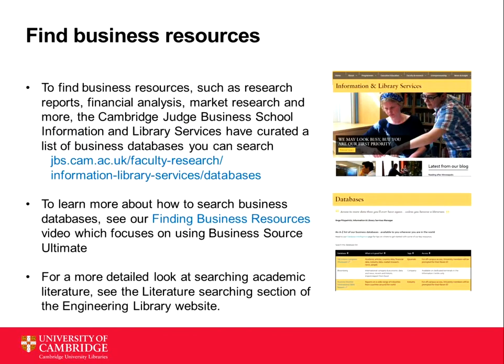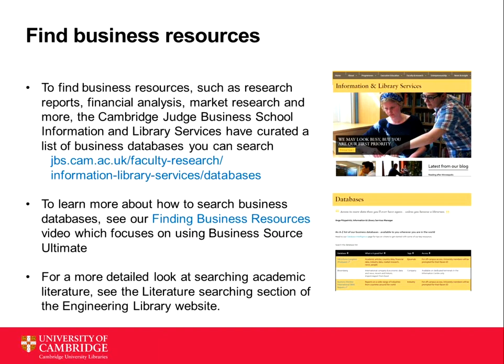Thanks to the Cambridge Judge Business School Information and Library Service, you will have access to a huge amount of business information, including company, industry and market research, financial information, news articles, and more. The quickest way to find these resources is via the CJBS database page, where all the most relevant business databases have been brought together in one place. We have a short video on finding business resources that searches the Business Source Ultimate database as an example.